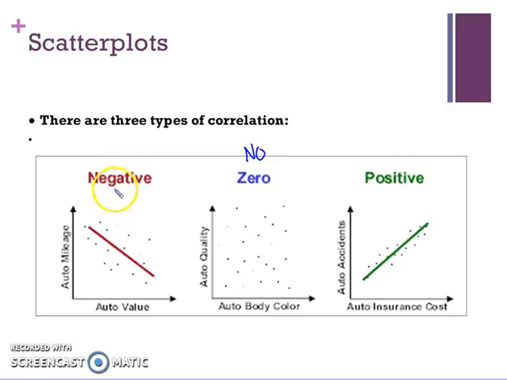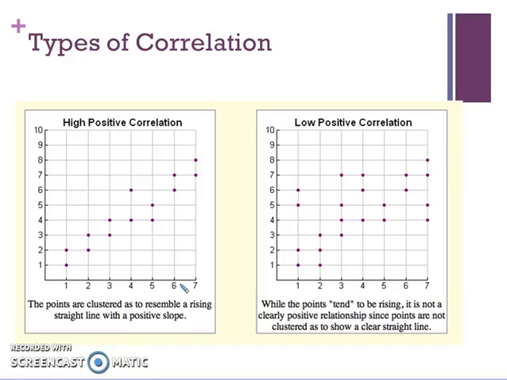But a negative correlation basically means you have a negative slope. You're going downhill. Positive means you have a positive slope. And then no correlation means it's not really a line at all. It's kind of all over the place. All right? And then you can even more so clarify whether it's high or low, and a lot of times this might be strong or weak.